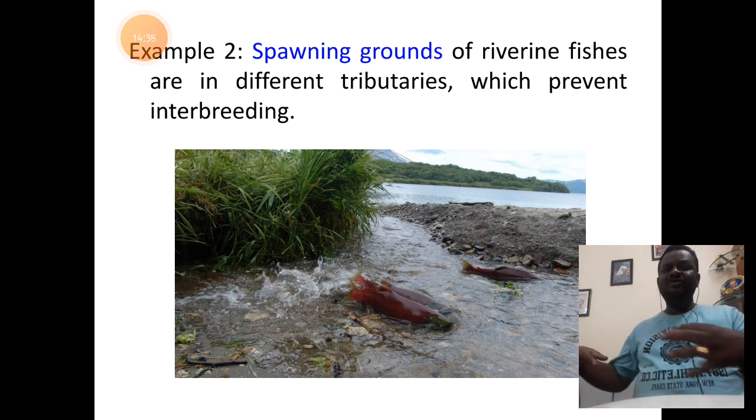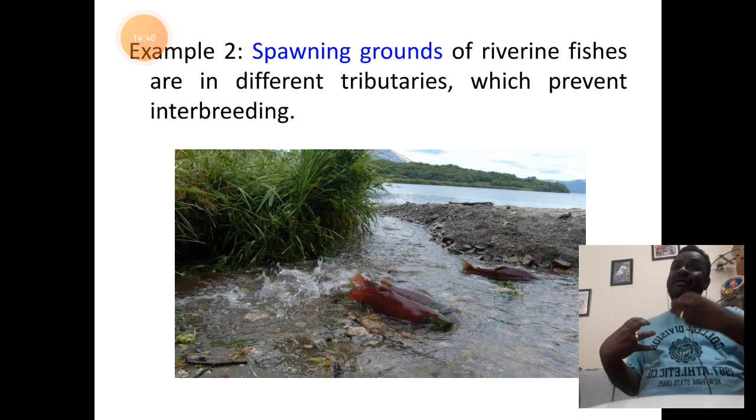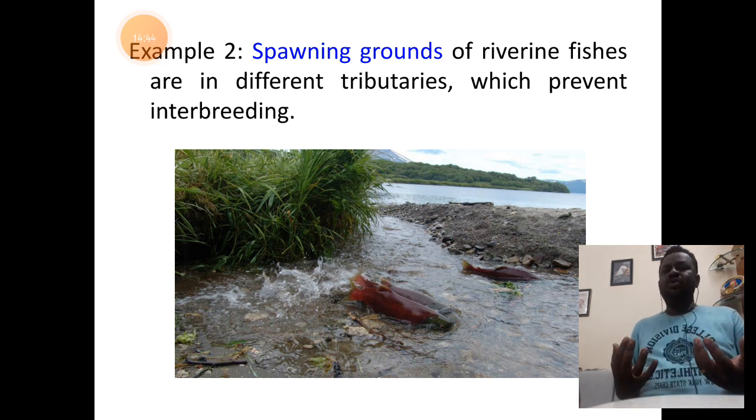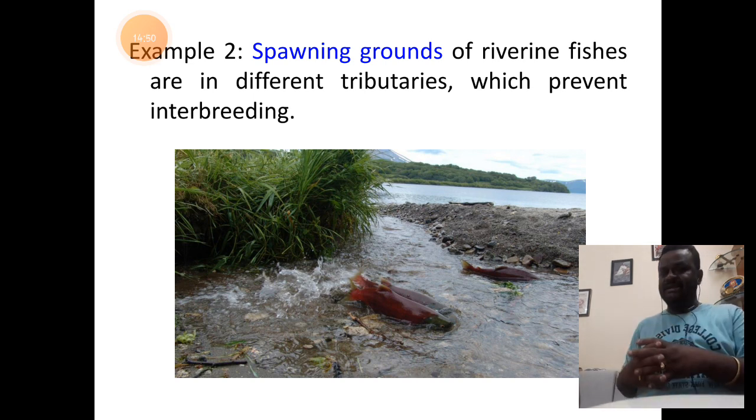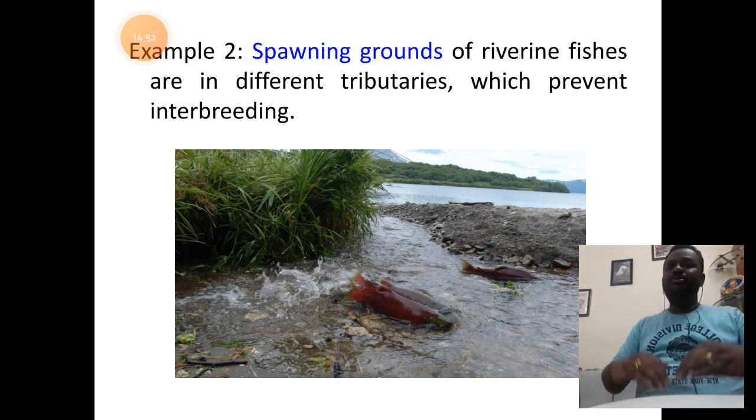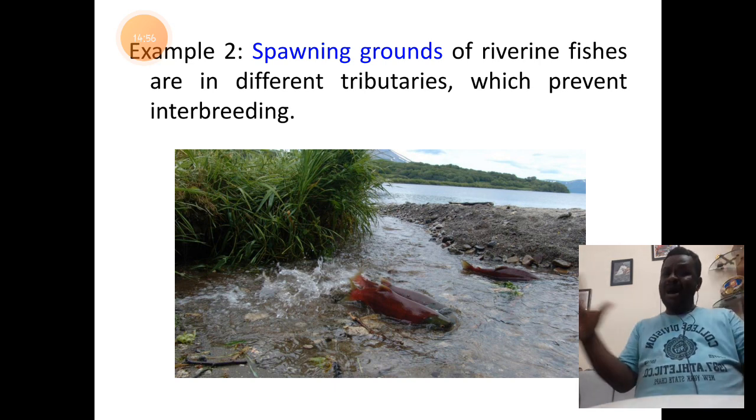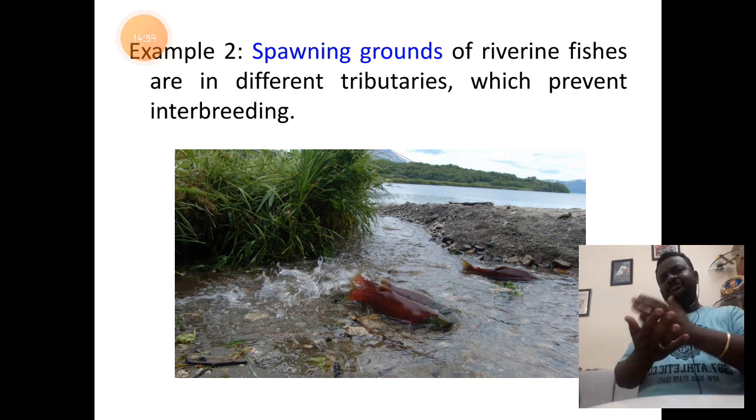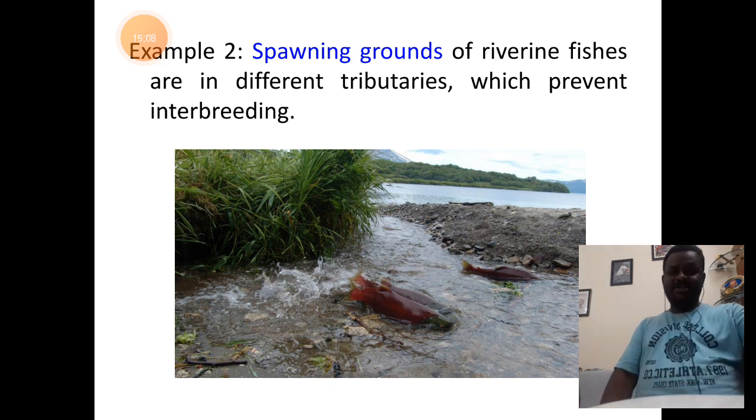So spawning grounds will vary. Some will select marshy area, some will select the gravel area where the stony environment is more. Some will select the silty area where the soil content is more. Some will select the deeper waters, and some will select the marshy areas, like this. So different species will select different kind of environment for the spawning process. So they never undergo the process of mating prior to it.